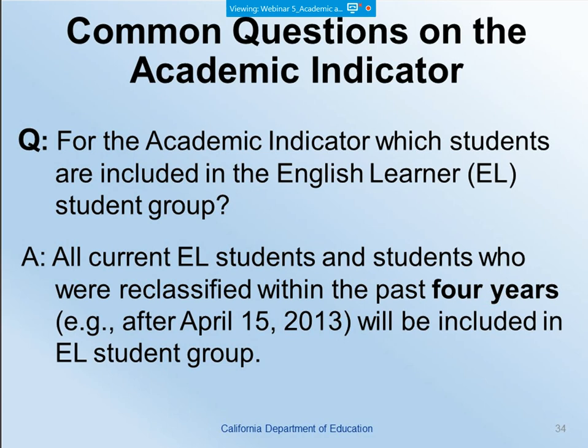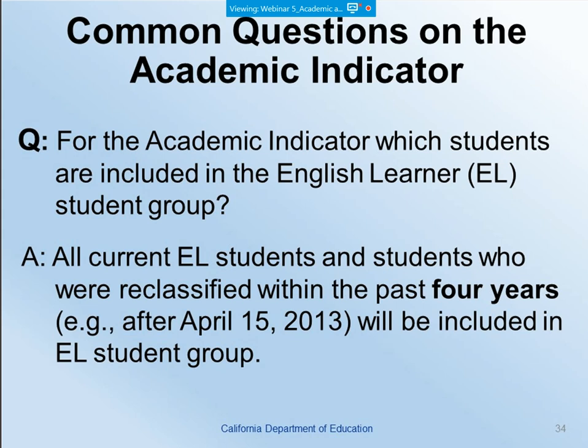So some common questions that we get about the academic indicator is which English learners are included in the student group. So we are looking at all current English learners and students who are reclassified within the past 4 years. And so that date we're looking at when we do our programming is anyone reclassified after April 15th, 2013, they will be included in the EL student group.